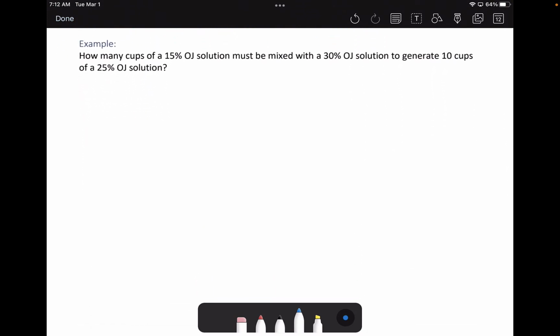In our next mixture problem, we have cups of OJ. How many cups of a 15% OJ solution must be mixed with a 30% OJ solution to generate 10 cups of a 25% OJ solution? So again, at the beginning, I like to label what we don't know. What are we looking for? We're looking for the amounts of the 15% solution.